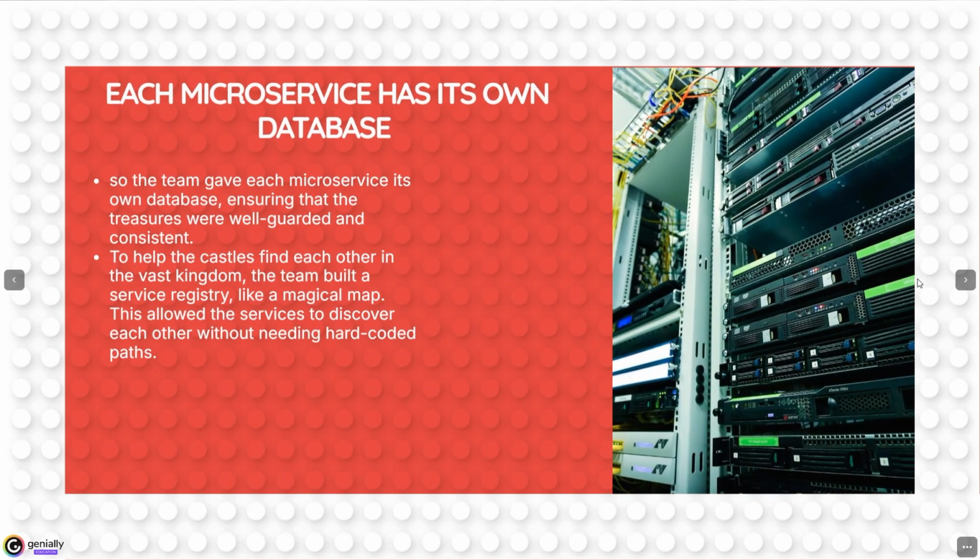So, the team gave each microservice its own database, ensuring that the treasures were well guarded and consistent. To help the castles find each other in the vast kingdom, the team built a service registry, like a magical map. This allowed the services to discover each other without needing hard-coded paths.